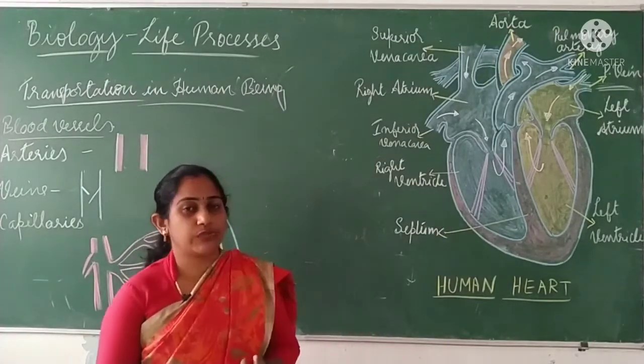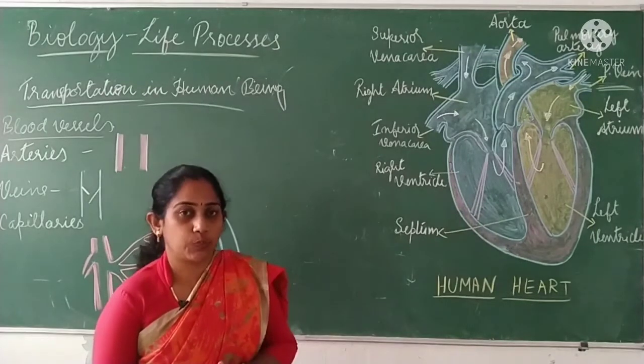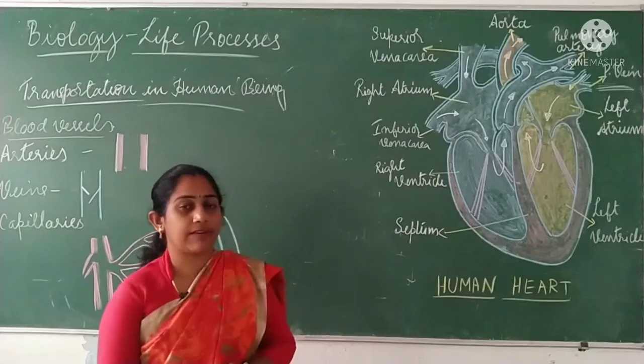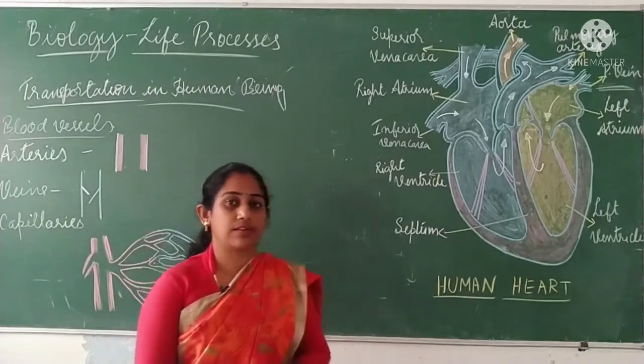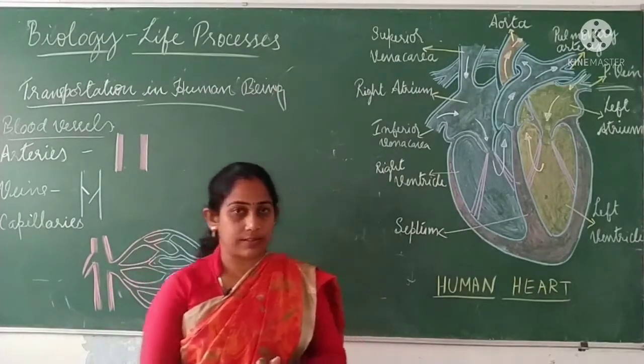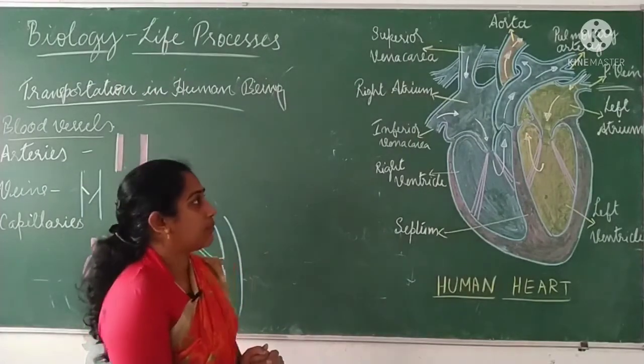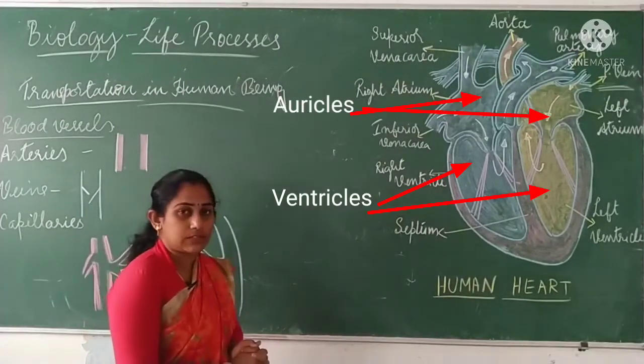So in our last session we had discussed about human transport system, which includes heart, right? And we have also learned the structure and circulation of blood in heart. So we can just recall, heart is having 4 chambers. So the upper one is called as auricle and the lower one is called as ventricle.